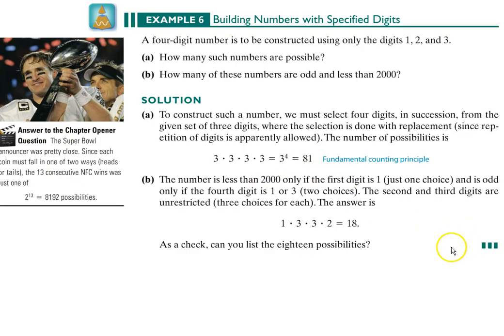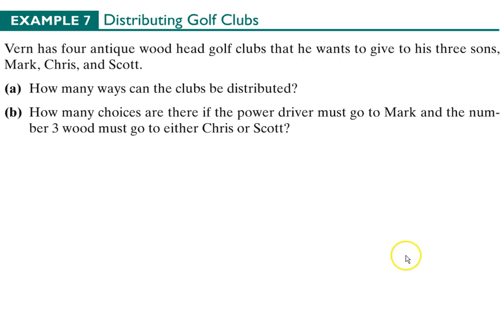So we see it illustrated here. All right, number 7, distributing golf clubs. Vern has 4 antique wood head golf clubs and wants to give to his 3 sons. How many ways can the clubs be distributed?